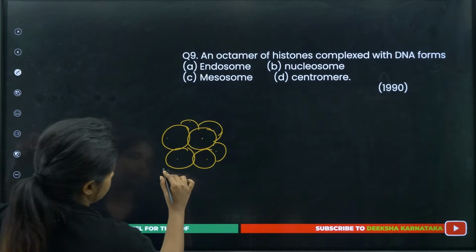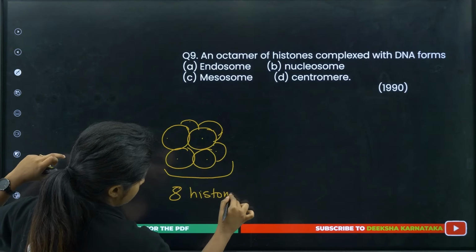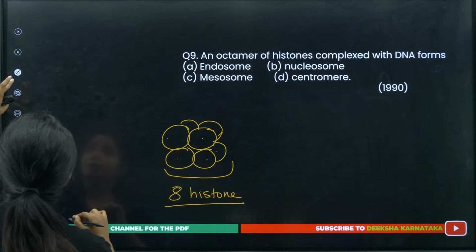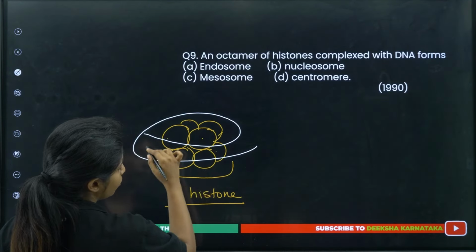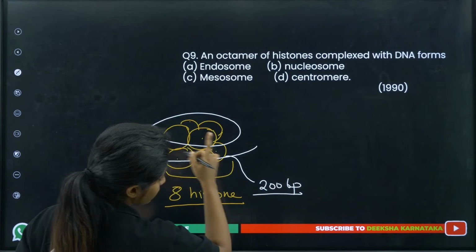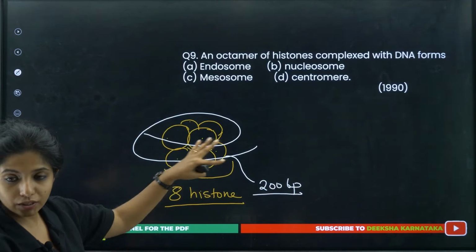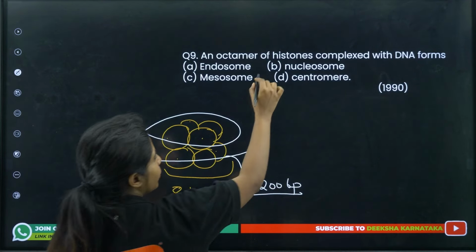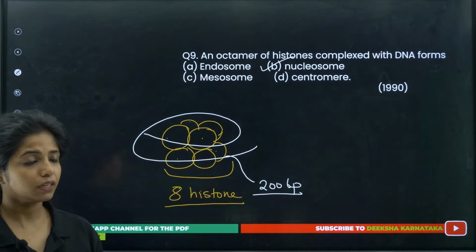8 histones, and your question is about the complex with DNA. So the DNA turns around, and almost 200 base pairs are there over here itself. Please remember that also. In this turn, you find 200 base pairs of DNA in all the nucleosomes. So this structure that you see is known as a nucleosome. I already answered it, but yes, give me 90-90. It's a very easy question, right?